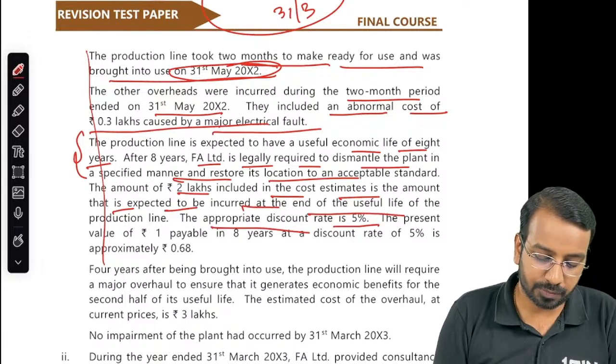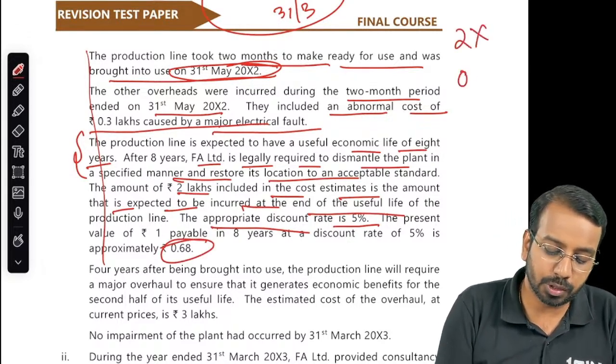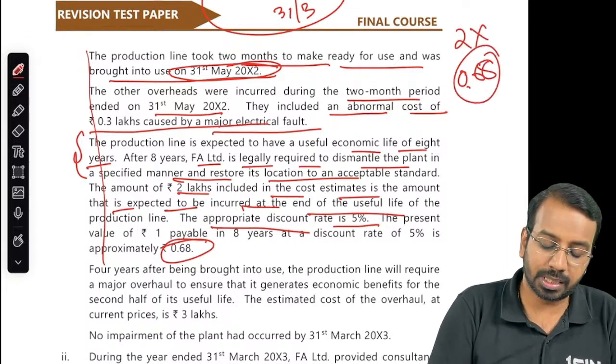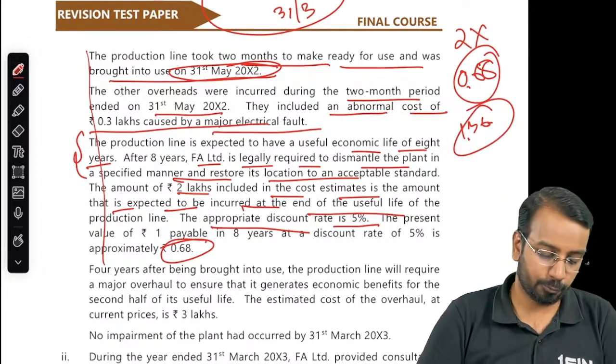The appropriate discount rate is 5%. Present value factor is 0.68. So that is given. So what will we do? 2 lakhs into 0.68. Whatever is the number, 68 into 2 is 136. So 1.36 is what we have to add.